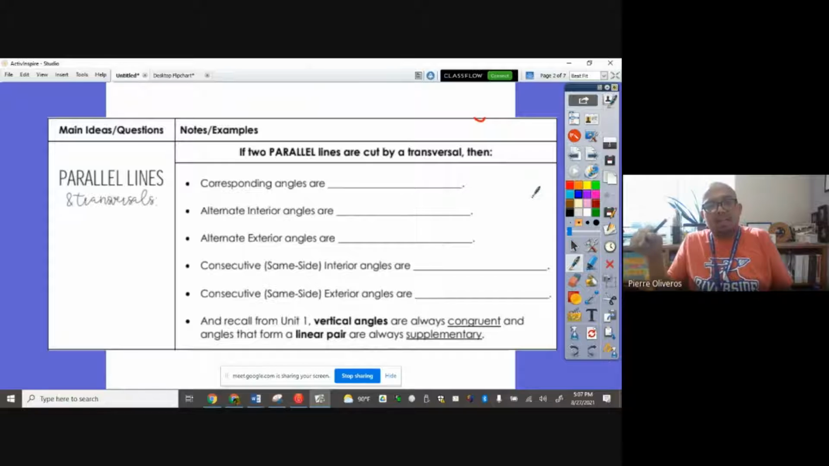If two parallel lines are cut by a transversal, it forms various special pairs of angles. And we learned before about corresponding angles, alternate interior angles, alternate exterior angles, consecutive or same side interior angles, or consecutive same side exterior angles. So what do you think will happen here?